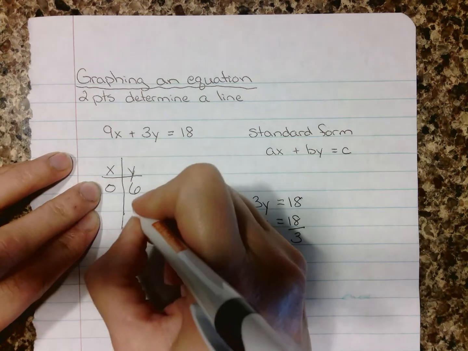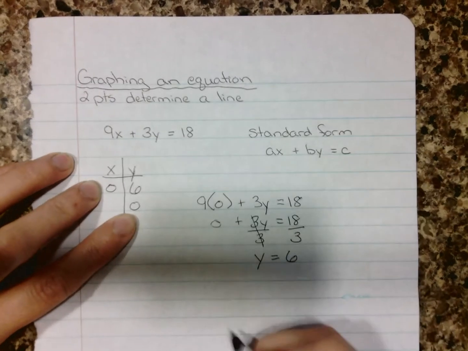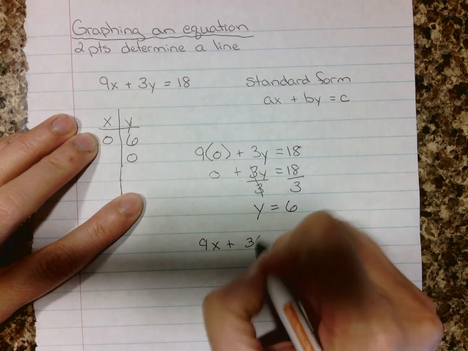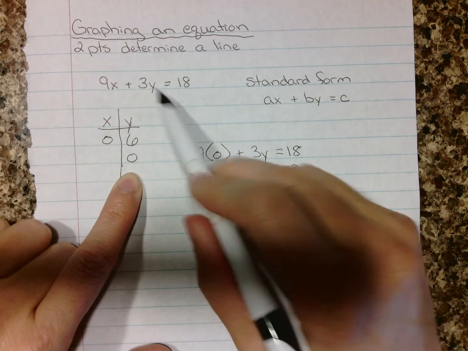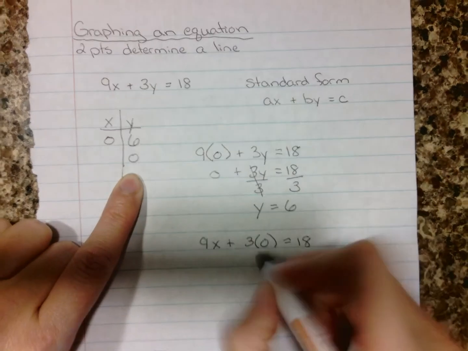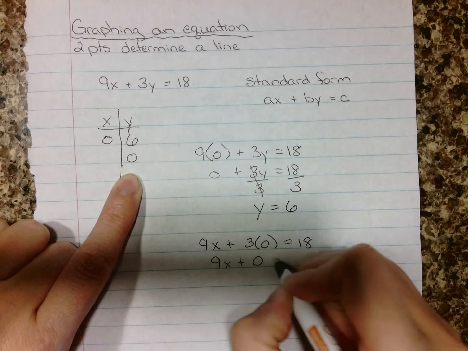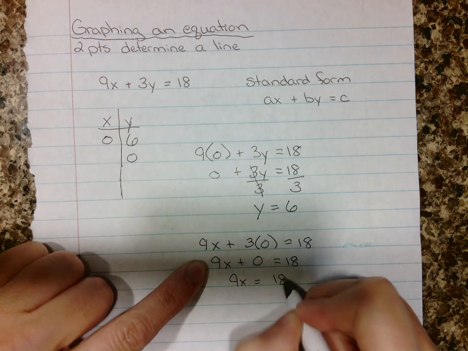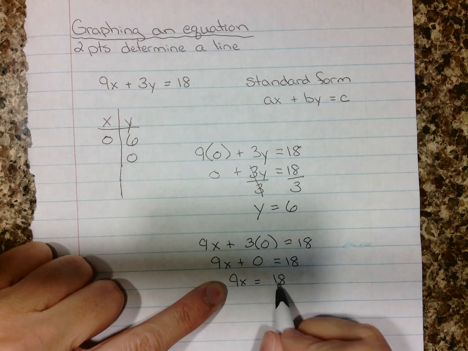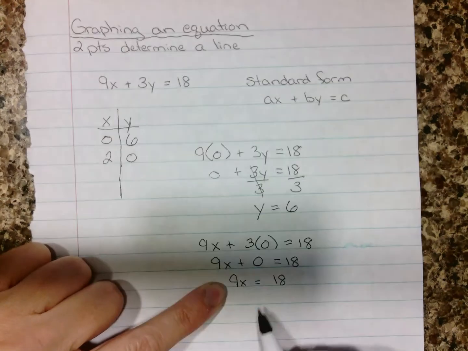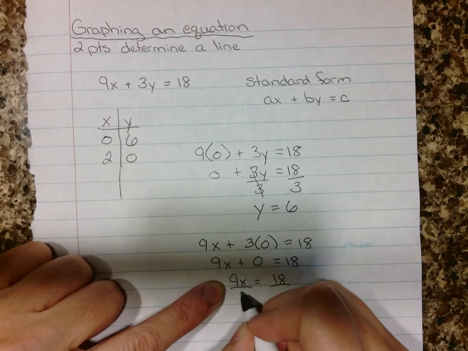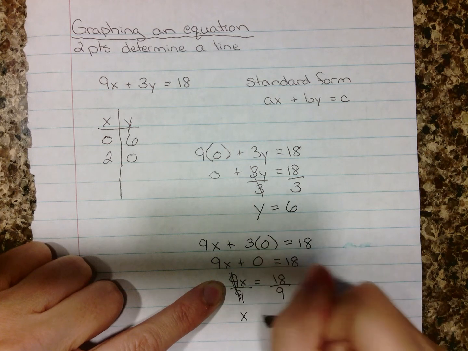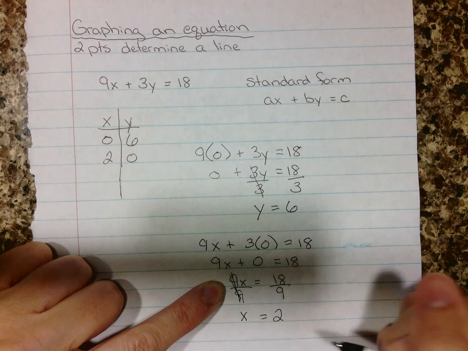Again, I can find the other one if I put in 0 for Y. So I will move this up a little bit. Now I've got 9x plus 3 times 0, because I put this 0 in for Y, equals 18. So I have 9x plus 0 equals 18. I can just ask myself, 9 times what equals 18? That would be 2. I can also finish my solving by using my identity, dividing both sides by 9, leaving me with x equals 18 divided by 9, which again is 2.